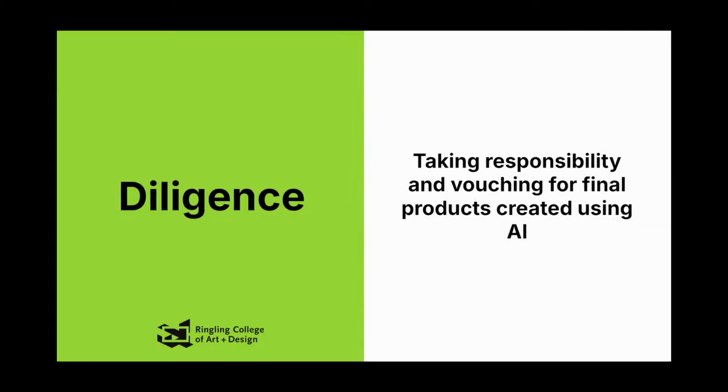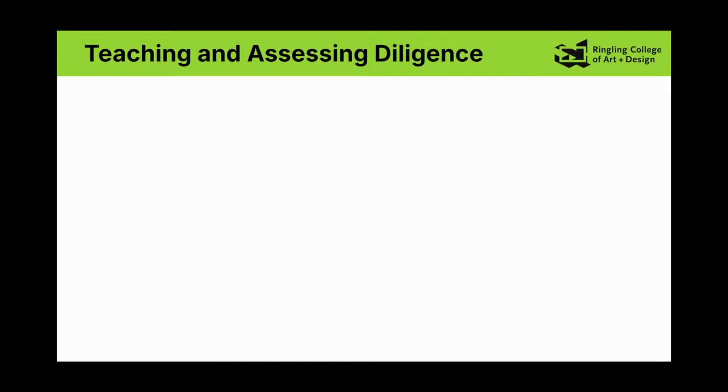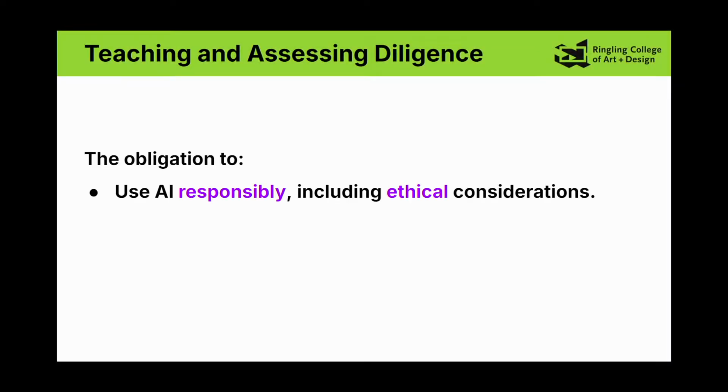And then finally, but sometimes at the beginning, right? I've gone through these in an order, but this is not necessarily you do A, B, C, D. You can start at any place. And a lot of times, I start here when I'm giving an assignment. Start with the diligence, taking responsibility and vouching for that final product created using AI, right? And so we're teaching the ability to use it responsibly and make those ethical considerations.